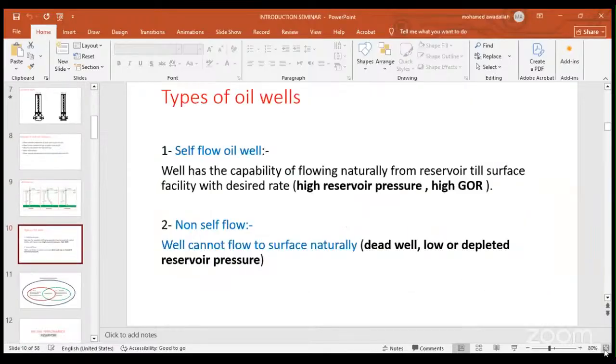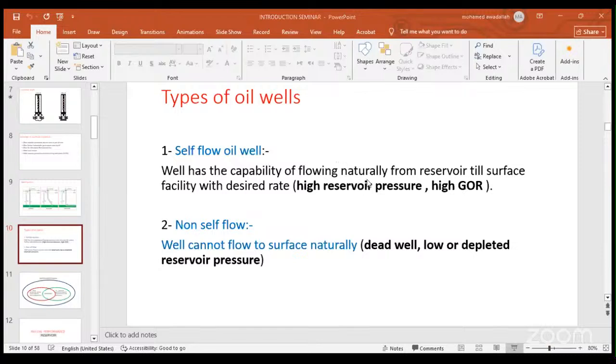Moving next to the types of wells, we have two types. We have the self-flow oil well and the non-self-flow oil well. In a self-flow oil well, the well has the capability to bring the oil from the reservoir to the surface because the reservoir itself has a high pressure.